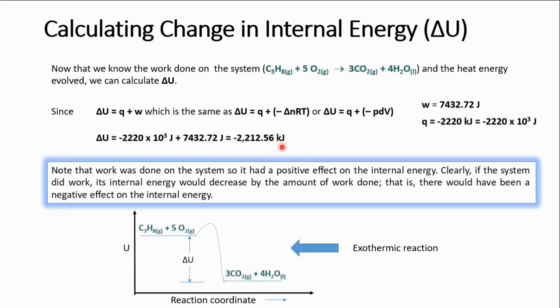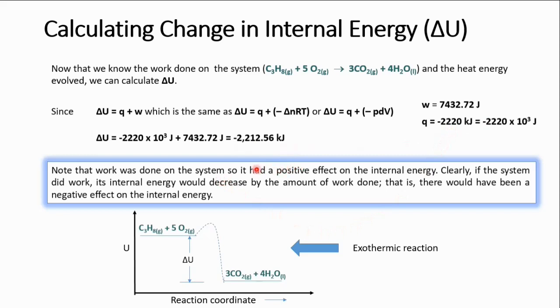Now look at the value of the internal energy that was calculated. It is minus 2,212.56 kilojoules. Clearly, the internal energy has increased. Internal energy change is towards an increase, because minus 2,212 is a bigger number than this number here, minus 2,220.